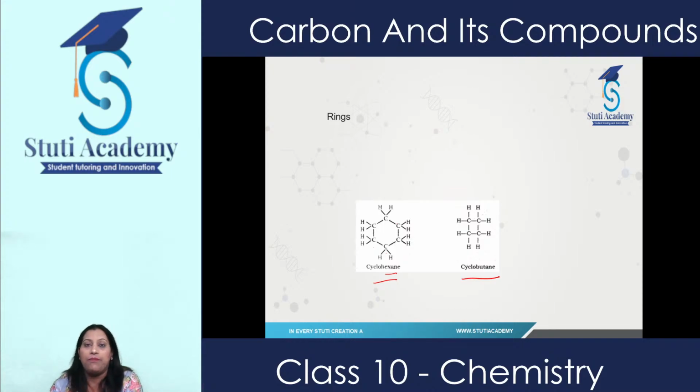So these are the examples of different kinds of structures formed by carbon, like straight chain, branch chain, and ring structure.